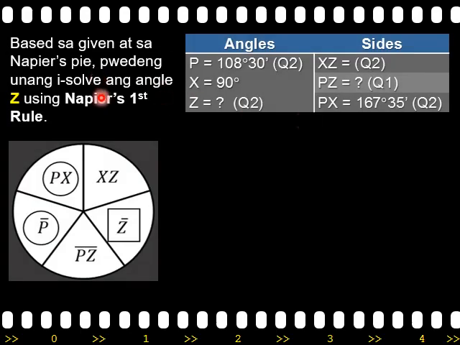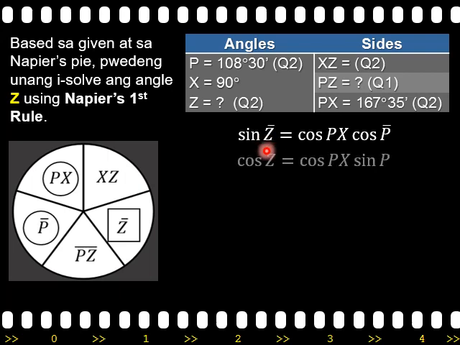So, based sa Napier's Pi, una natin pwedeng isolve itong si Z. Okay, bakit? Kasi si PX at saka si P, opposite parts sila ng middle part natin na Z. So, kung gagamitin natin yung Napier's first rule, ganito siya. So, sine Z bar is equal to cosine PX bar times cosine P bar. Now, again, tatanggalin natin yung mga bars. Kaya ito magiging cosine Z equals cosine PX. Si cosine dito magiging sine and then P. So, tanggalin natin yung bar.